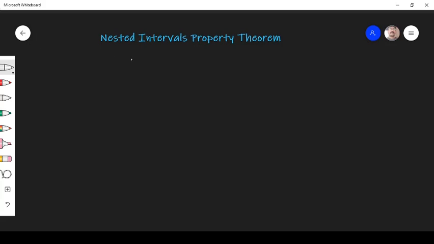In this session, we discuss the nested intervals property theorem. Before going to the theorem, let us understand what nested intervals are. Let us take some examples.